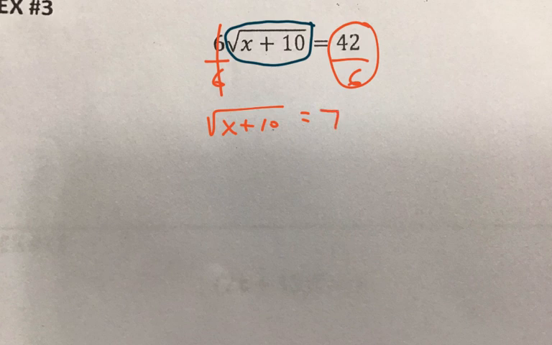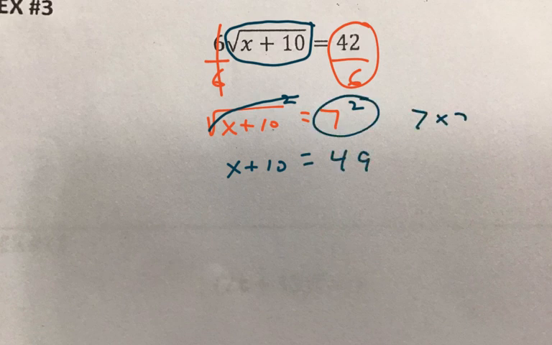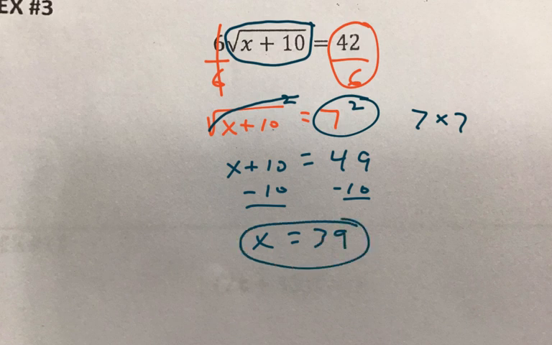Now, all these mental math calculations I'm doing, guys, please remember you're allowed to use a calculator. I encourage you to use a calculator. Okay, now that I have the square root by itself, I'm going to square both sides, and x plus 10 will therefore equal 49, because 7 times 7 is 49. And now I just need the minus 10, and I know my x therefore is 39.